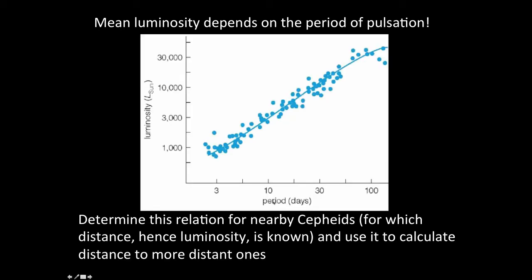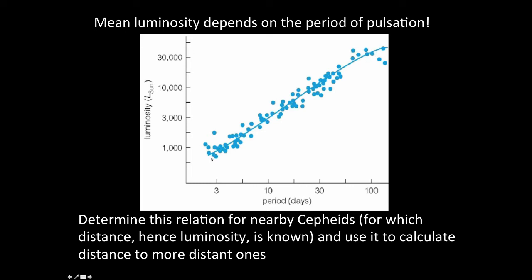The reason is that this gives us a way of measuring the distance to these Cepheid variables, and therefore the distance to any other things that are nearby. For the nearby Cepheid variables, we already know the distance to the stars, and we already know what their luminosity is, what their absolute magnitude is. And so we can plot, for all the Cepheid variables we know, the period versus the luminosity, and they tend to fall on this nice tight correlation here.